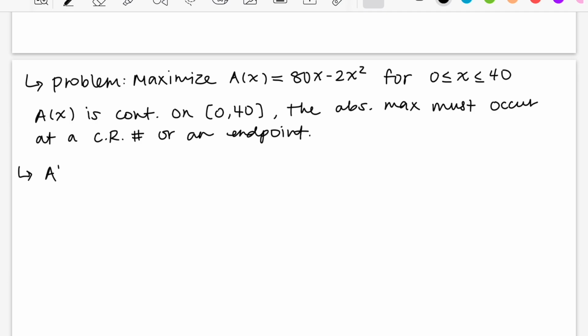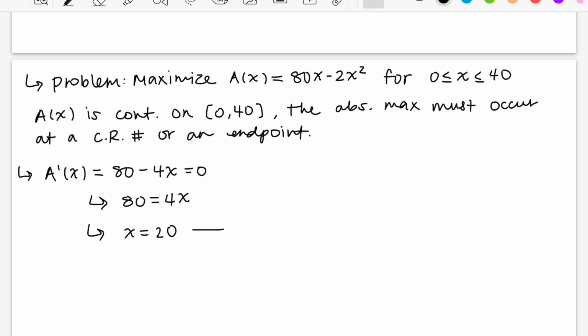So what we'll do is find the critical numbers. We'll take the derivative of our function here. That's going to be 80 minus 4x. And then we want to figure out when this will be equal to 0. Setting this equal to 0 and then solving for x, we'll get x is equal to 20. And we find that this is our critical number. So what we're going to do is evaluate our function at this critical number and then at these endpoints and see which one produces a maximum value.